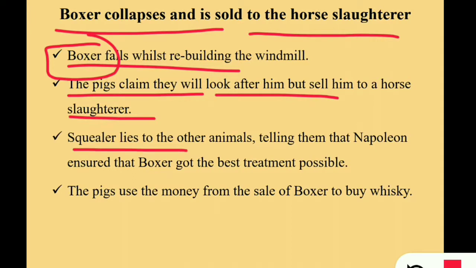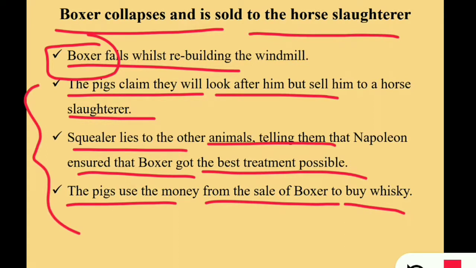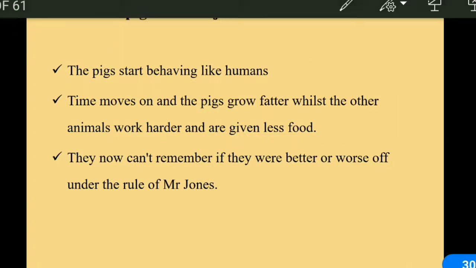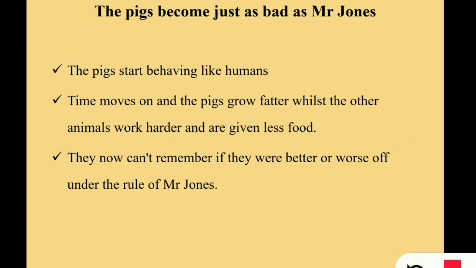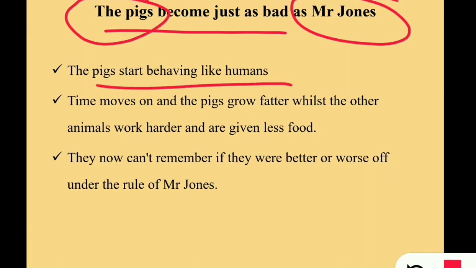Squealer lies to the animals, telling them that Napoleon ensured Boxer got the best treatment possible. The pigs use the money from the sale of Boxer to buy whiskey. So here I think it is clear, everyone. The pigs become just as bad as Mr. Jones. Here Mr. Jones is the owner and the pigs represent him. The pigs start behaving like humans. Like humans means they are intolerant and torturous.